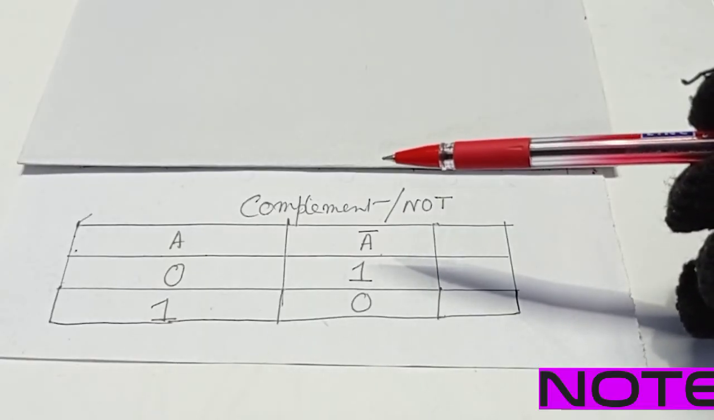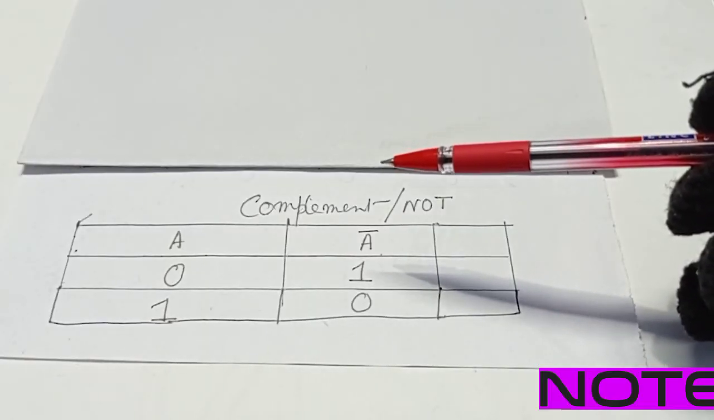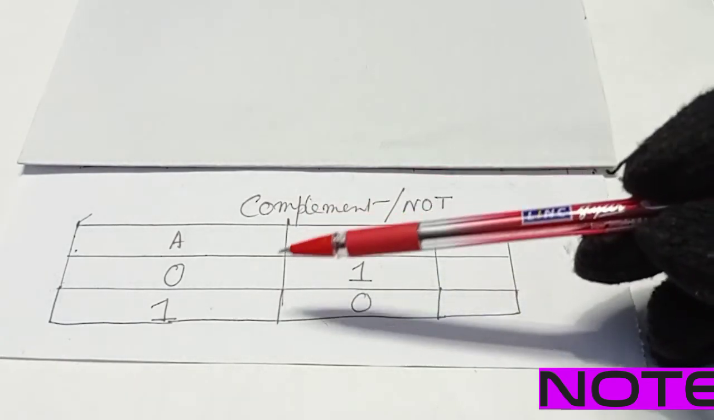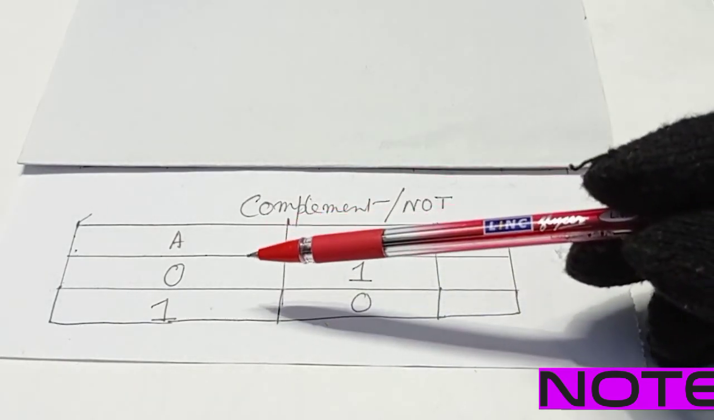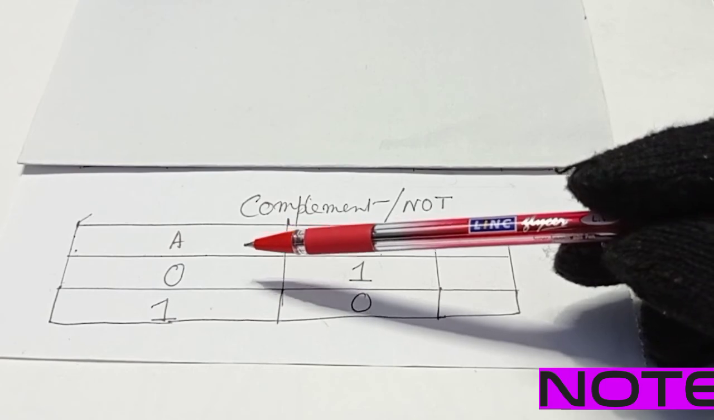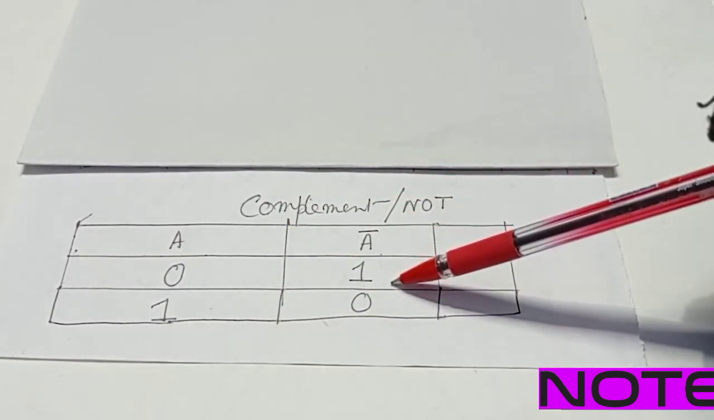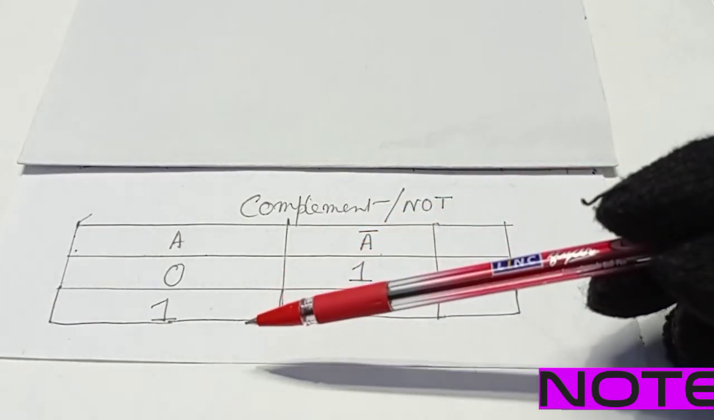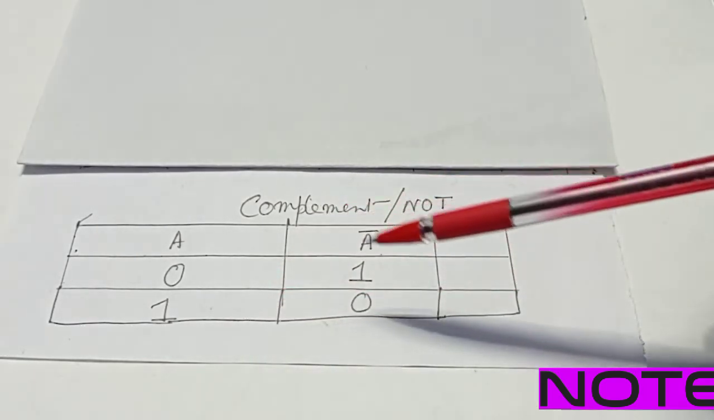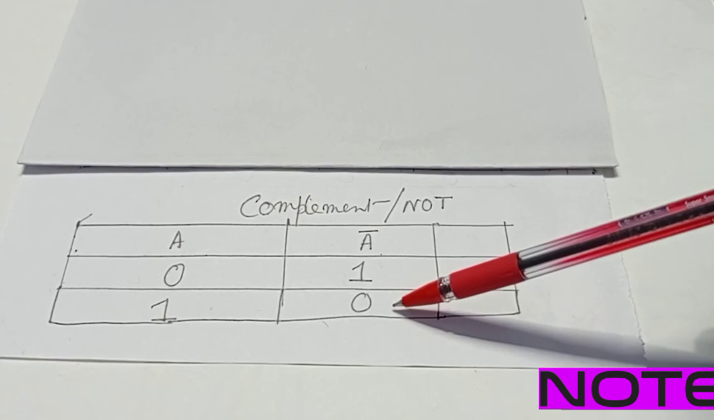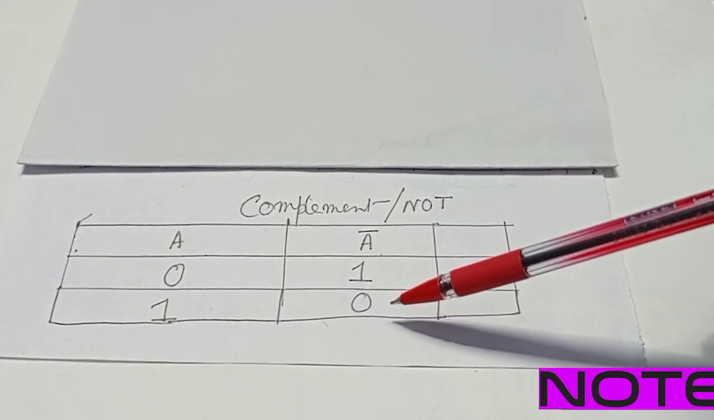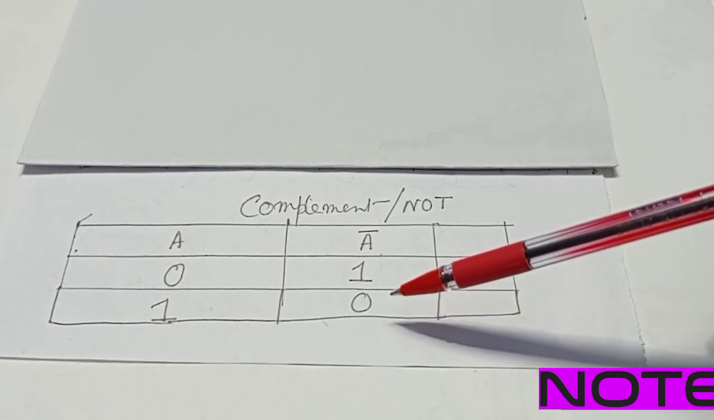Complement or NOT operation. In the complement operation, if the input value is false, the output will produce a true value. If the input value is true, the output produces a false value. It is called the complement or NOT operation.